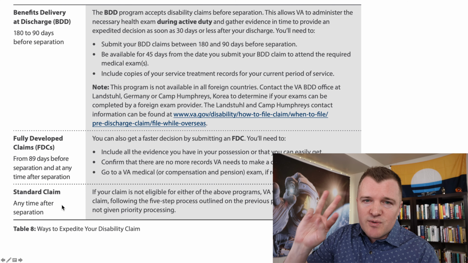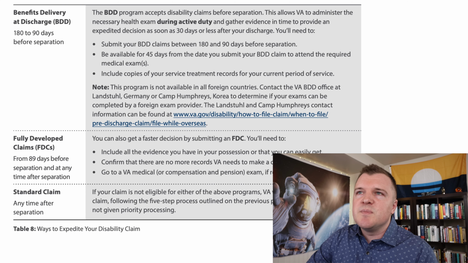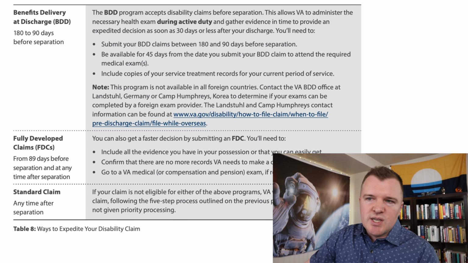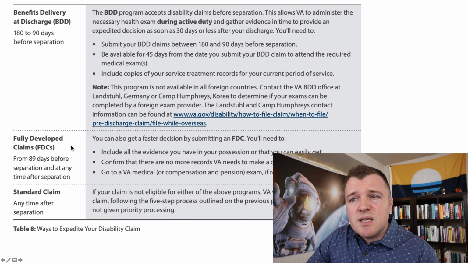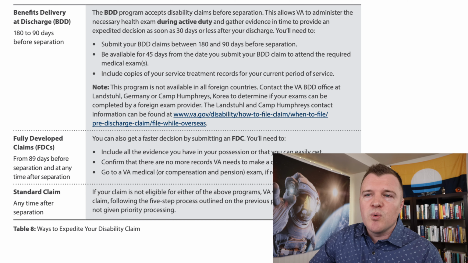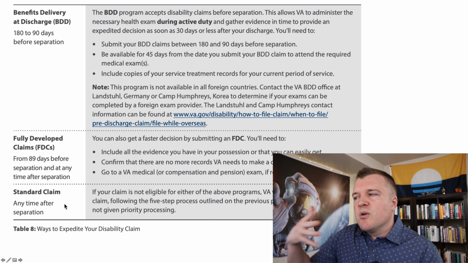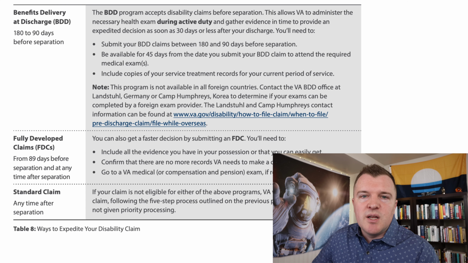The reason why there's 3 different time periods and process names is because if you start the process 180 to 90 days, the military is confident, or the VA is confident, they're going to start your benefits seamlessly as soon as you separate. If you do an FDC, then the VA can't guarantee that you'll start getting your disability benefits on day 1 of your separation. However, they can make this retroactive for the date of your separation if it takes longer than 89 days to process it. And then for a standard claim, this is any time after separation, and your benefits are only effective from when you submitted your claim.